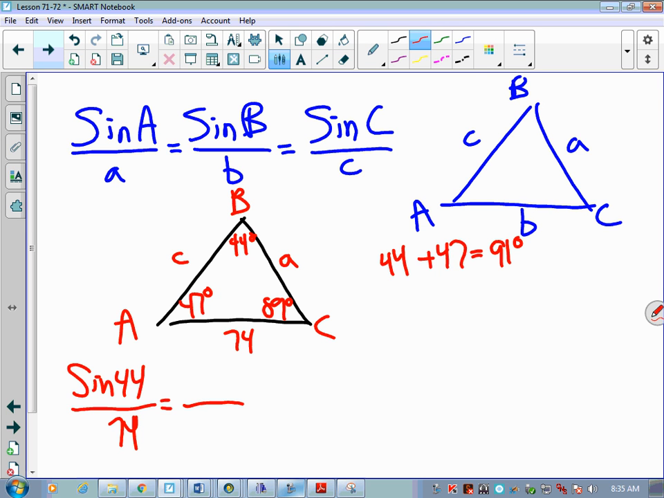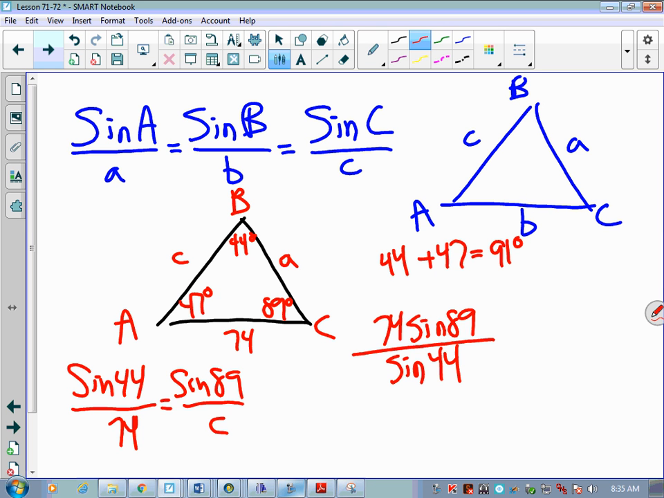Now, you wanted to solve for C, right? So equals what? Sine C. Well, we know the angle, over C, right? And because it's proportions, how do I solve proportions? Cross multiply and divide. So what I'm going to end up writing in my calculator is 74 sine 89 divided by sine 44, right?